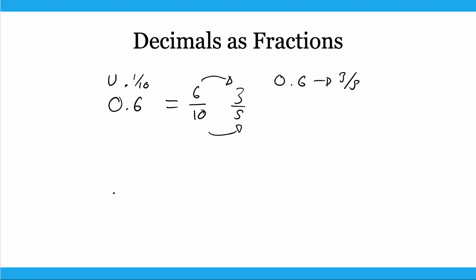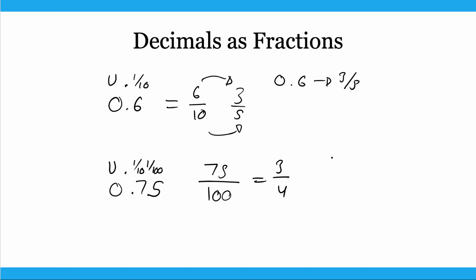Another example might be 0.75. We've got the units here, the decimal point, the tenths and the hundredths. It goes until the hundredths column, so 100 will be the denominator, and we have 75. So it's 75 out of a possible 100. Now we can simplify that and eventually we would get 3/4. So 0.75 would be equivalent to 3/4.